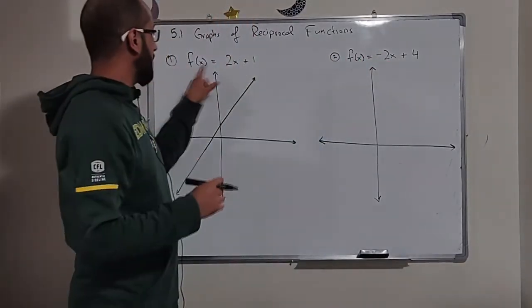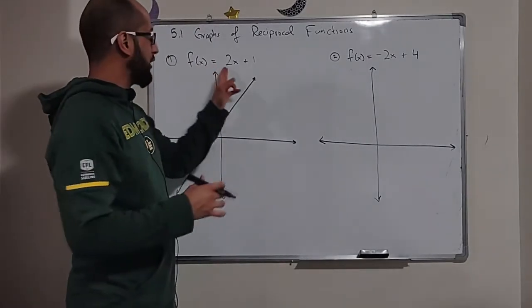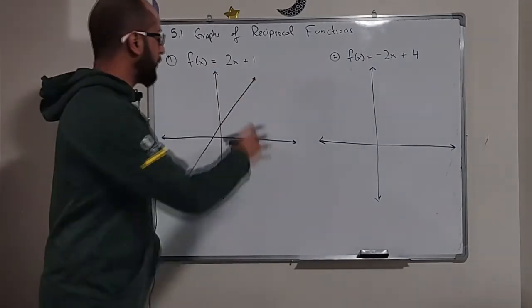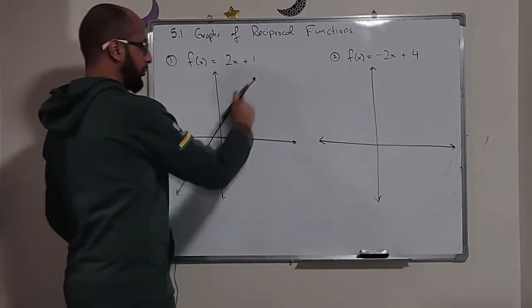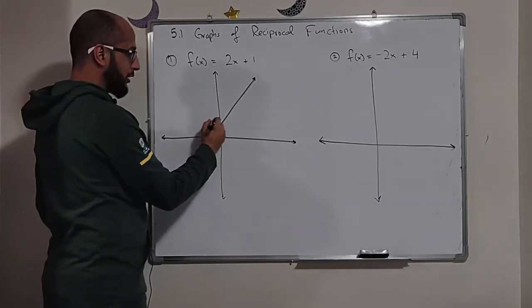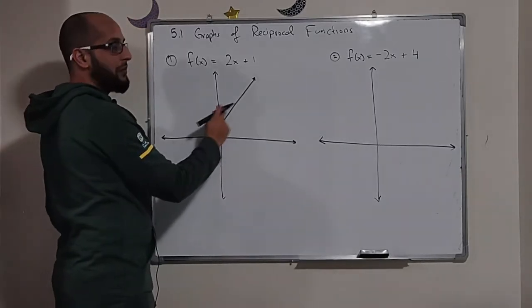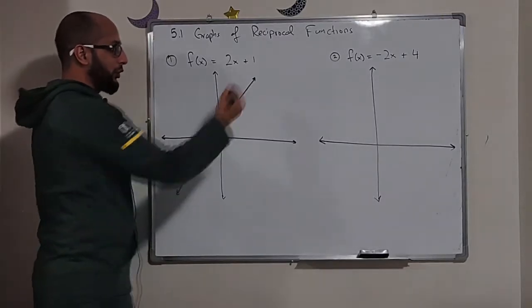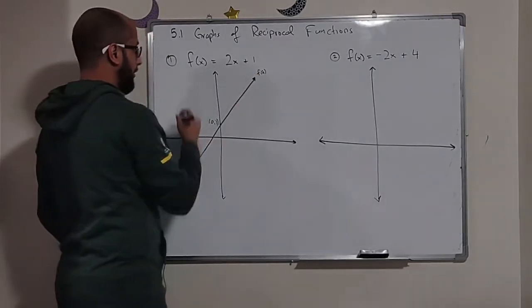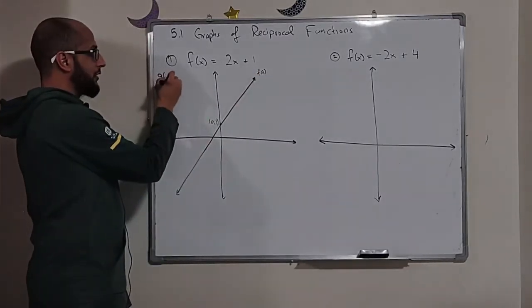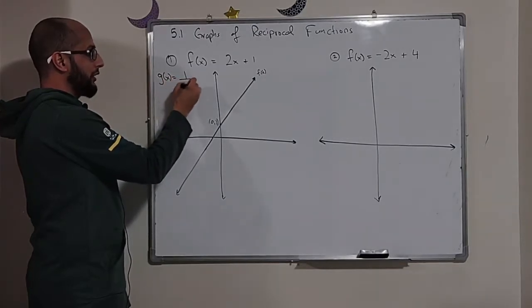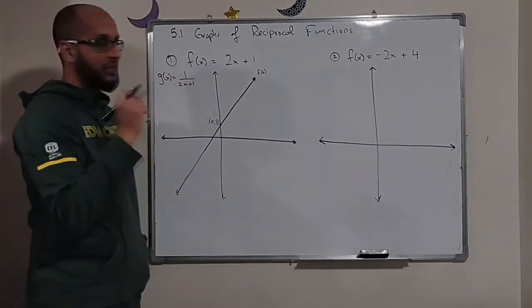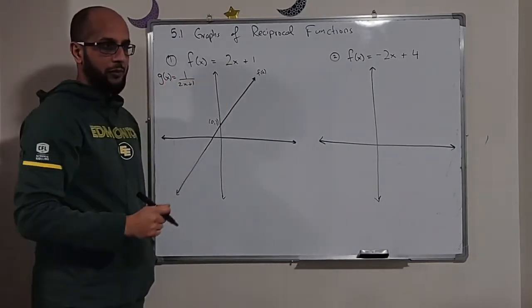So first we're going to look at the original graph. f(x) is equal to 2x plus 1. A linear function, 2x plus 1, would have the y-intercept at 0, 1, and then it goes up 2, right 1, up 2, right 1, and then you have your line. What we are going to graph is g(x), which will be 1 over 2x plus 1. So it's the reciprocal of 2x plus 1.